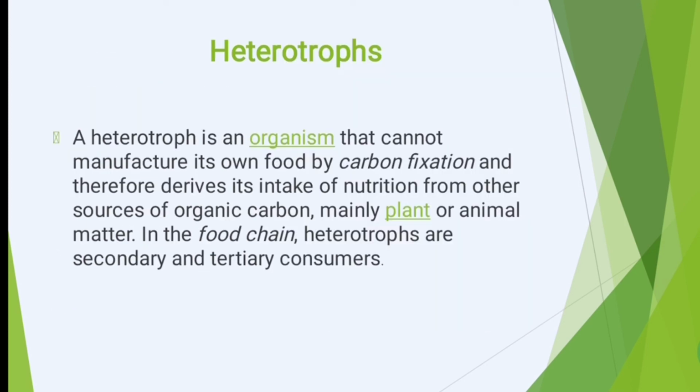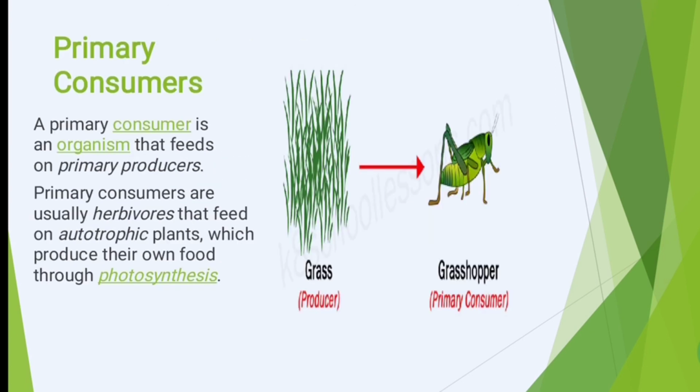Heterotrophs. A heterotroph is an organism that cannot manufacture its own food by carbon fixation and therefore derives its intake of nutrition from other sources of organic carbon, mainly plant or animal matter, in the food chain. Heterotrophs are secondary and tertiary consumers. Primary consumers. A primary consumer is an organism that feeds on primary producers. Primary consumers are usually herbivores that feed on autotrophic plants, which produce their own food through photosynthesis.